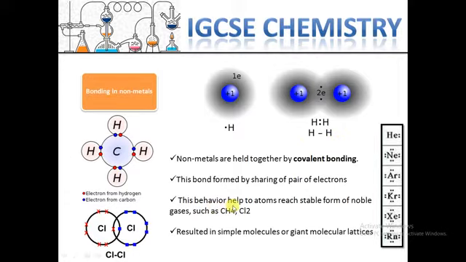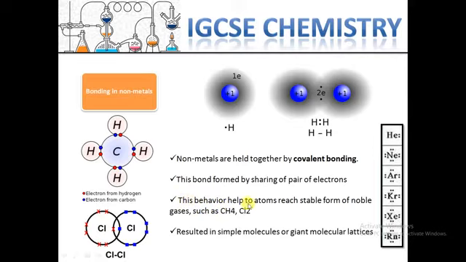And this behavior, okay, like here, this is another example. This is methane gas, with one carbon in the middle. The carbon has 4 electrons in the outer shell. So each hydrogen, which has 1 electron in the outer shell, can be shared in 4 directions. So they share their electron and make 4 covalent bonds.